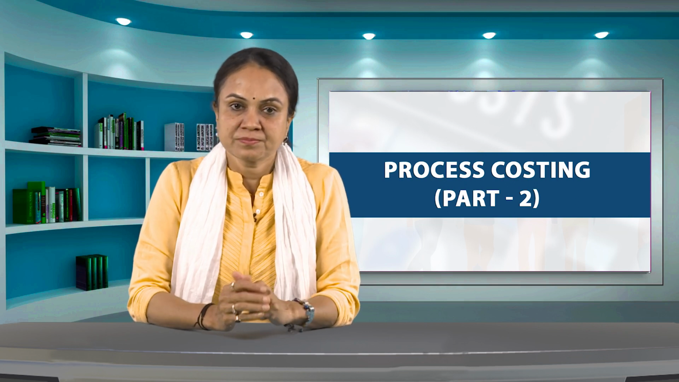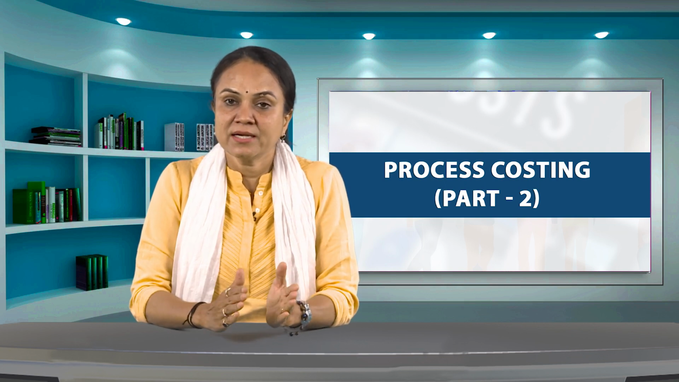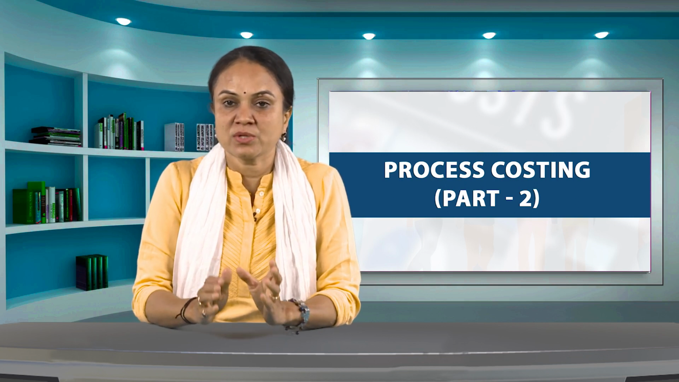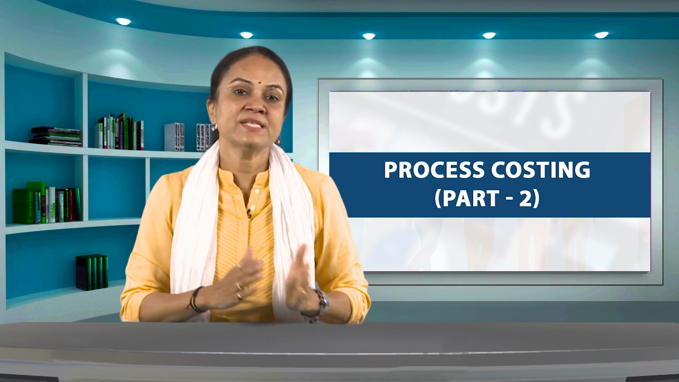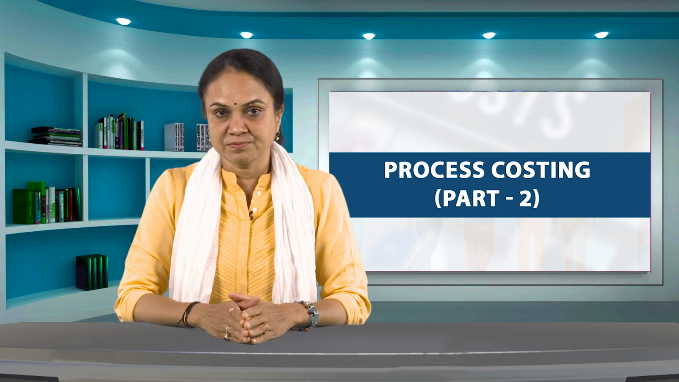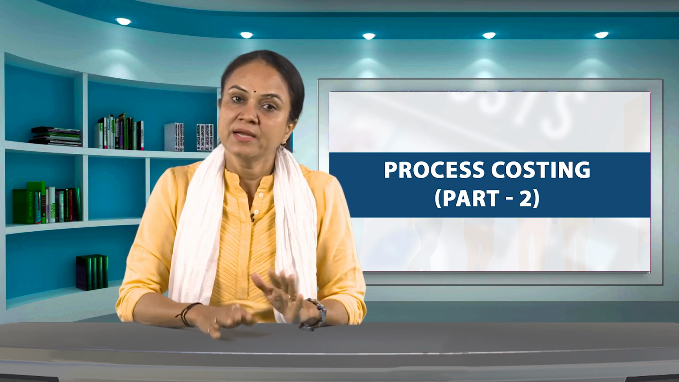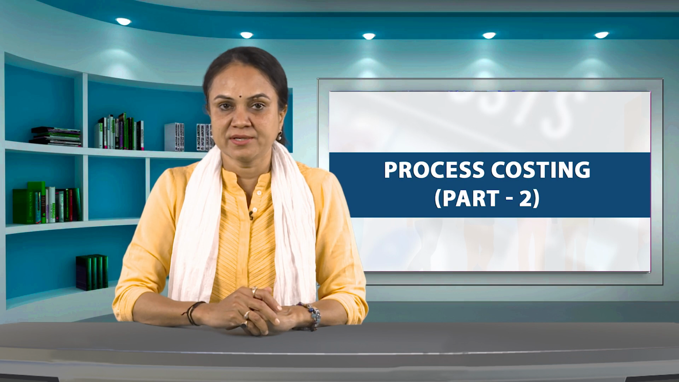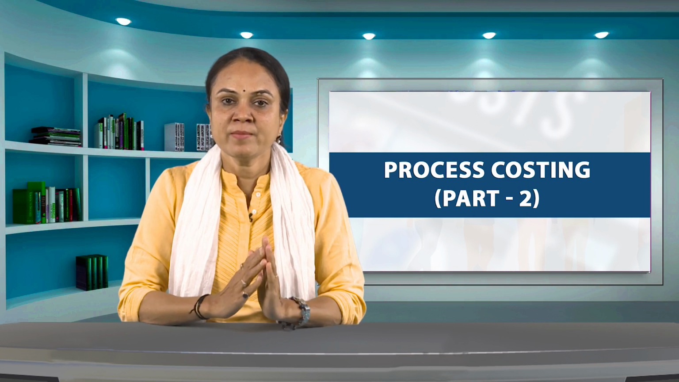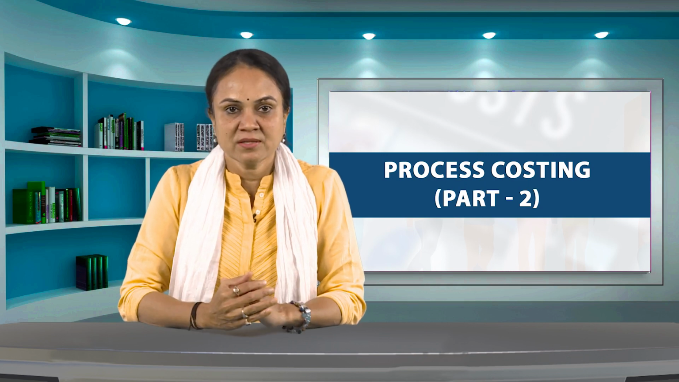Illustration number 2. X Company Limited had introduced 10,000 units at rupees 8 per unit in a process during the month of April 2024. Wages were rupees 40,000 and overhead expenses were rupees 17,000. The normal loss is 10% of the units introduced and it is sold at rupees 2 per unit. Actual production is 8,500 units. Determine total cost and per unit cost of process. Let us prepare the solution.